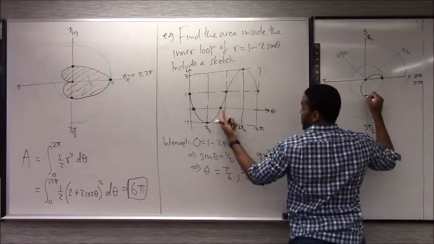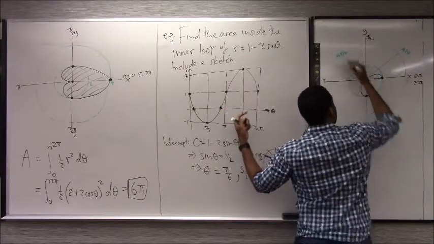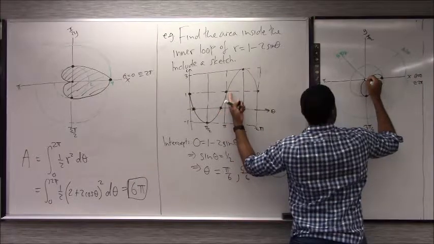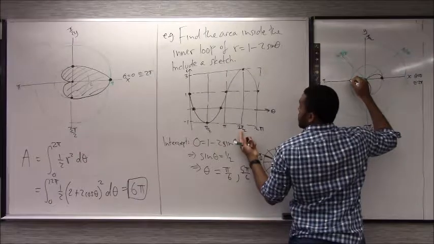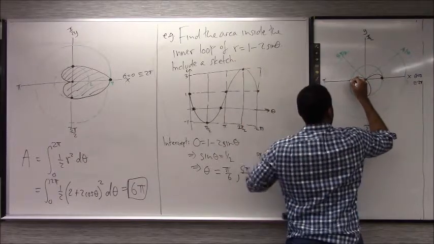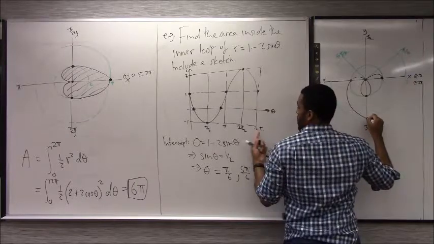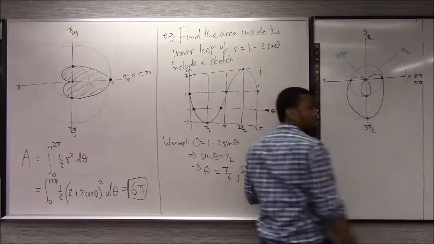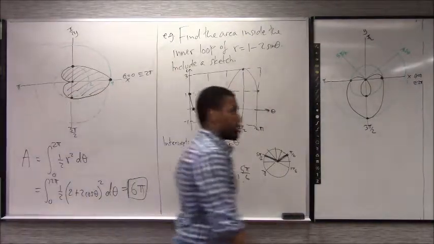Then at 5 pi over 6, I come back to 0, so I'm going to loop back, and I should be tangent to that angle. At pi, I'm back on the circle of radius 1, so I hit that one. At 3 pi over 2, I jump to the circle of radius 3, that one. And at 2 pi, I'm back on the circle of radius 1, so I close the figure. And what this asked us for was the area of the inner loop.